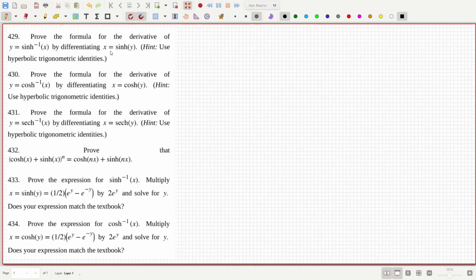Okay, start with that. So we'll get x, dy, that will equal cosh y. So that means dy/dx equals 1 over cosh y.